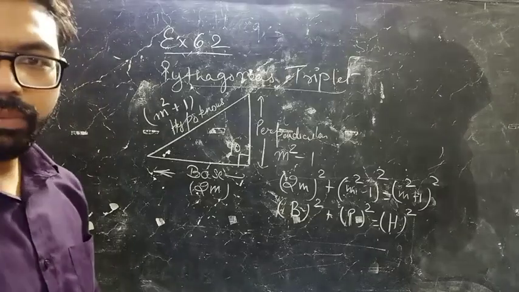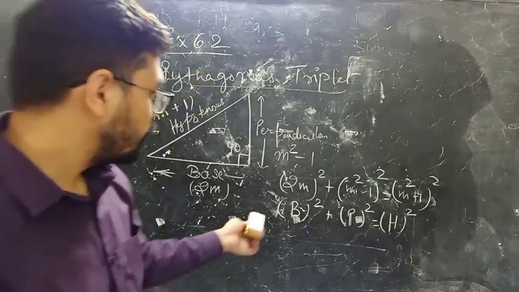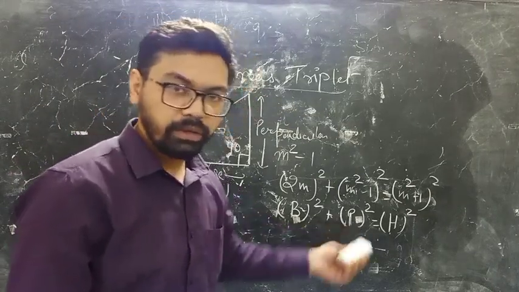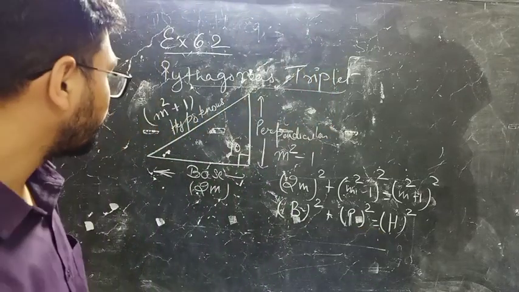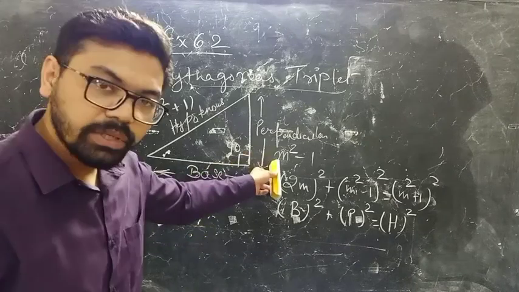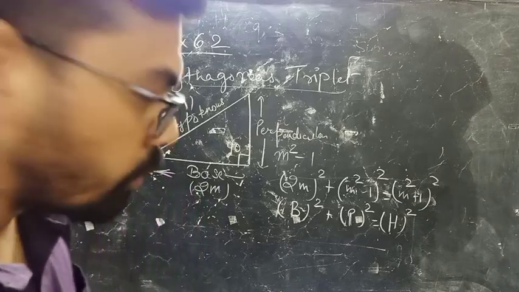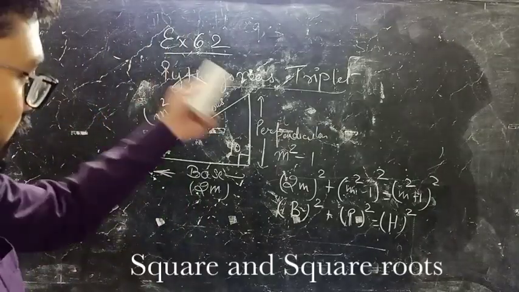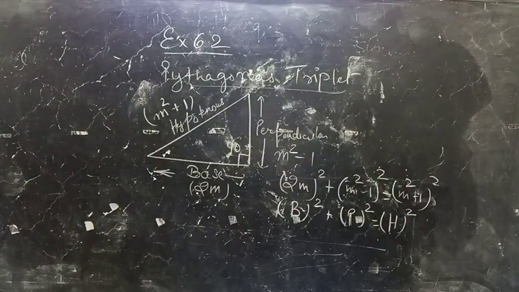Pythagoras was a very famous mathematician who gave this theorem: the square of the base plus the square of the perpendicular of a right angle triangle is equal to the square of its hypotenuse. So let's say this is 2m, this is m square minus 1, then this will be equal to m square plus 1. Note it down fast, then I'll explain the same concept with the help of some examples given in exercise 6.2.